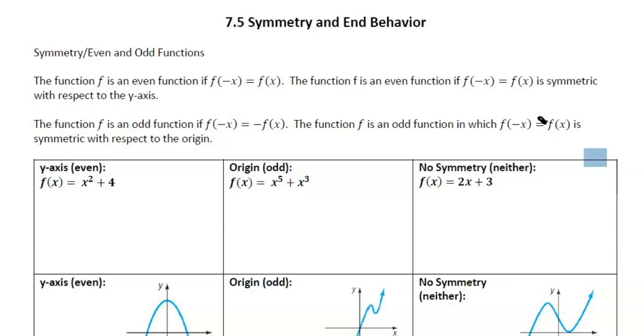F of negative x equals negative f of x, and this is symmetric with respect to the origin. What that means is that if you were to reflect it over the y-axis and then reflect it back over the x-axis, you would get the same thing as you started with.